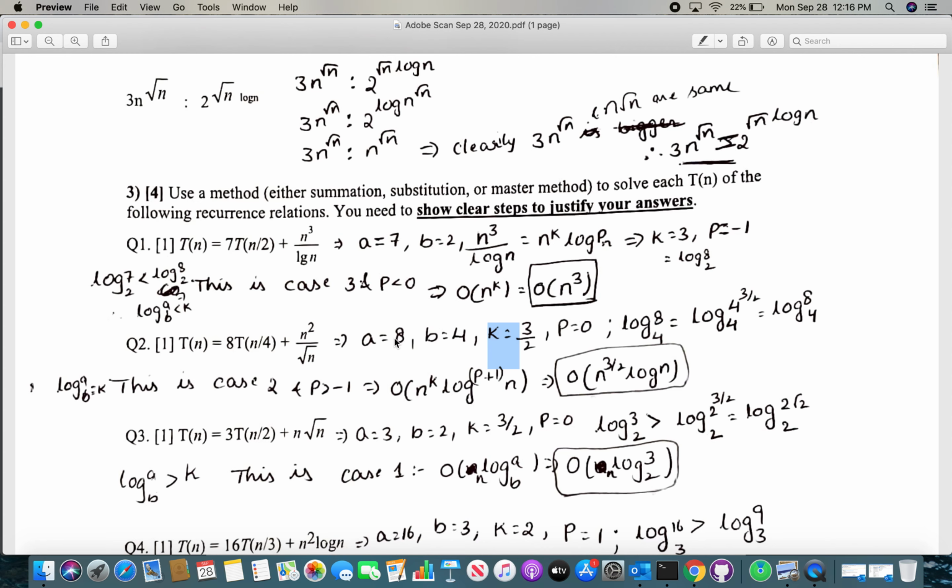So now we'll be calculating log a to base b. Log a to base b is log a to base 4, and for k we need to convert this into logarithmic form. After converting, it will be log 4 power 3 by 2 base 4, which is log 8 to base 4. So the left part is log 8 base 4, and the right part is also log 8 base 4.